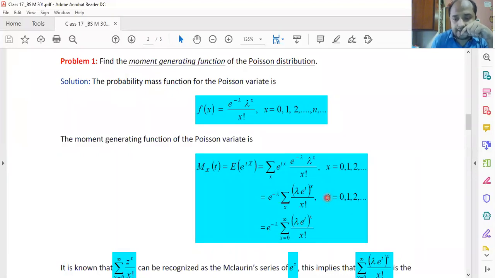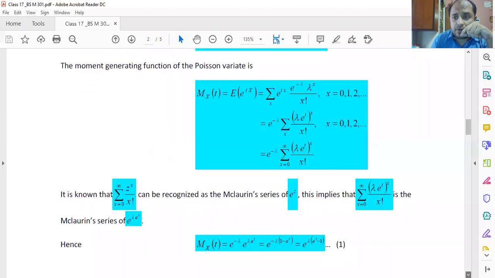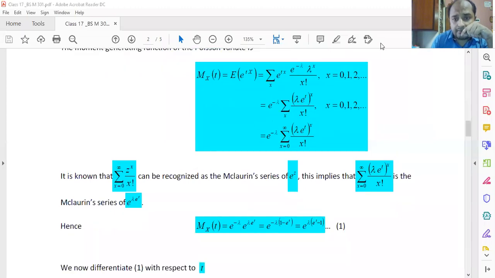We all know that. In the next line, what I have done is I have replaced this general small x by showing its limits explicitly, from x equal to 0 to infinity. Okay, so we have got this. From your first year course, you already know that this type of function, summation x from 0 to infinity z to the power x by x factorial, can be categorized as a Maclaurin series of e to the power z.